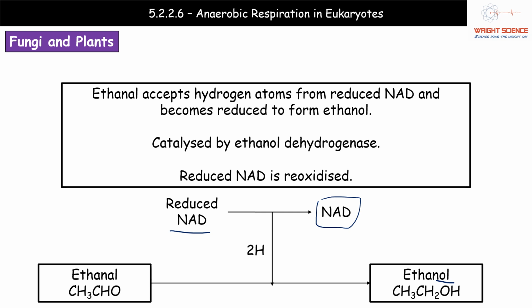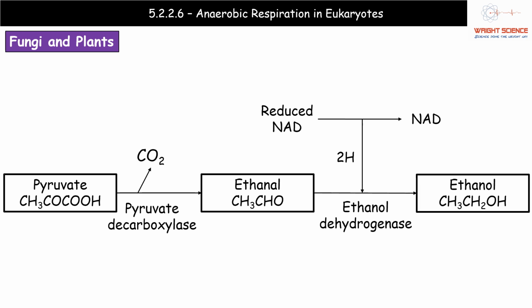Go careful with the enzymes that we're talking about, but the end product here is obviously ethanol, hence it's called the ethanol fermentation pathway, and we've reoxidized to our NAD, which can then go back to be used in glycolysis once more. So this one here just gives you a little overview of the process we've gone through then.